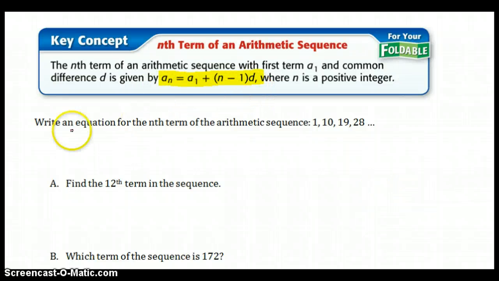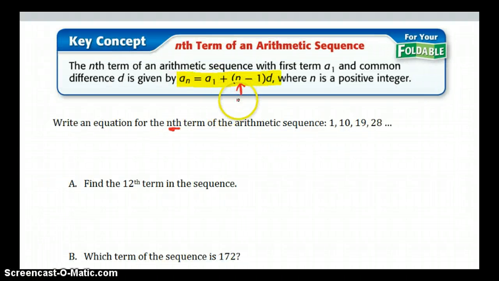we can use this formula. So for the next example, it says write an equation for the nth term, not the 26th term, any term that I'm looking for in this arithmetic sequence. Well, remember, n stands for the number of the term. So here's n. I do not know what it's going to be. So n is going to stay a variable, and we're writing just a general equation.